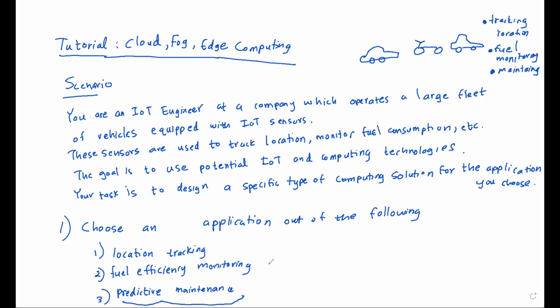Like when we have a vehicle, we need to go to a service station and service the vehicle, right? We need to perform a maintenance check. We need to check its components. We need to renew its maintenance. To predict the time that we need to do the maintenance. So that prediction will be done under this predictive maintenance. Right. So depending on the application, you can choose an application out of the following.